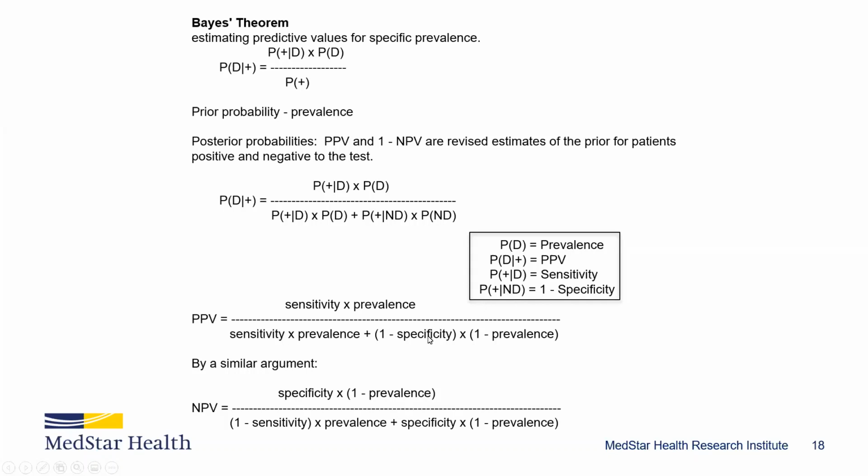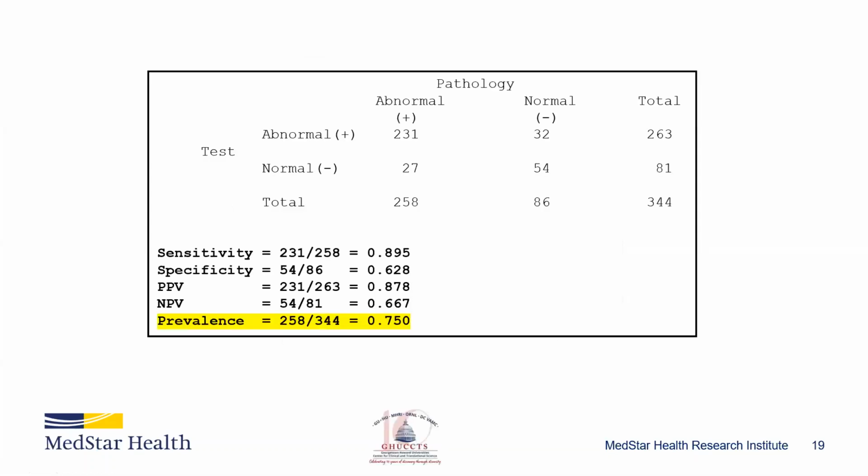Okay, and then you can have a similar argument for the negative predictive value. So let me use some actual numbers here. Well, actually they're made up, but I have a test that's either positive or negative, abnormal or normal. And then the true state of affairs, true pathology here, is abnormal or normal.